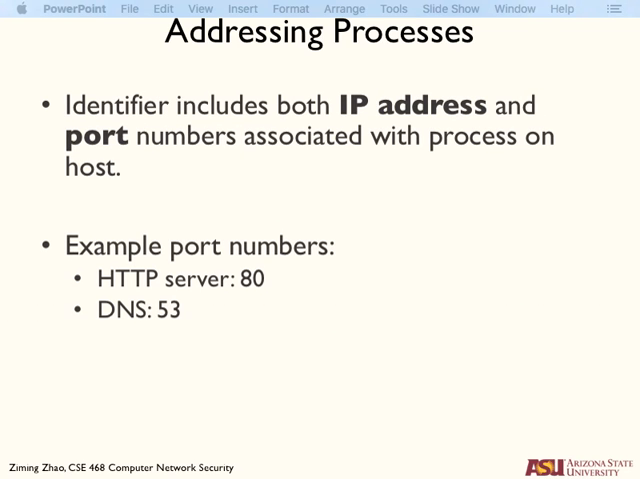So is a port number enough to address a process on the internet? Obviously it's not, because port numbers are only 16 bits. There are only a little more than 64,000 port numbers available, and they are local to your host. So to address a process on the internet, you need the IP address combined with the port number.